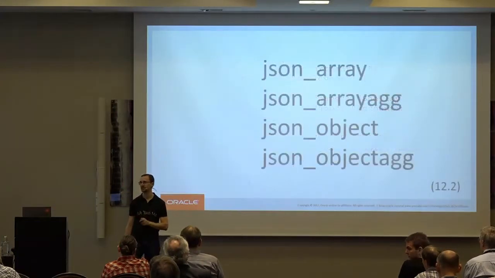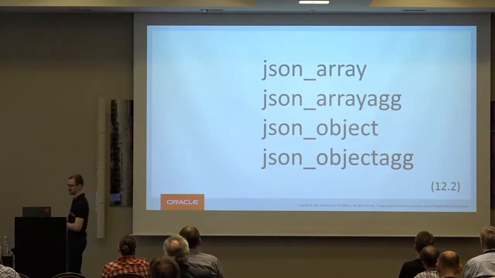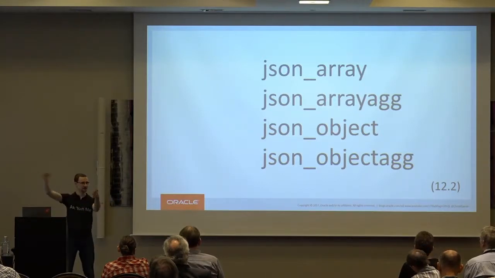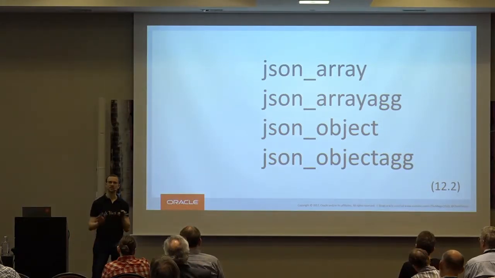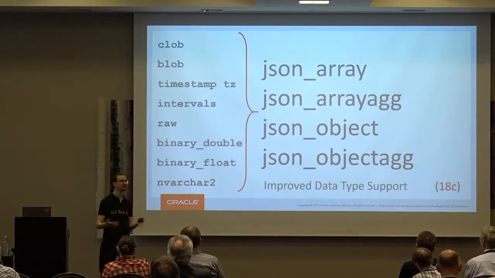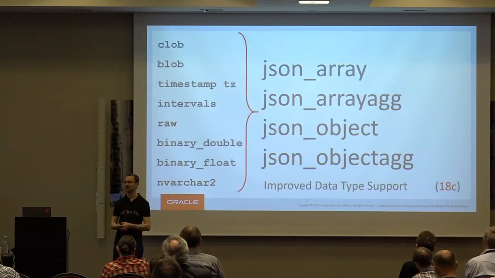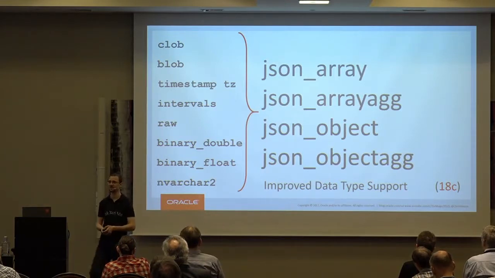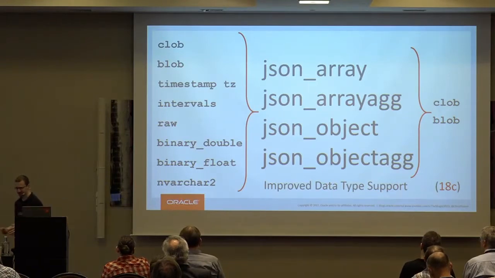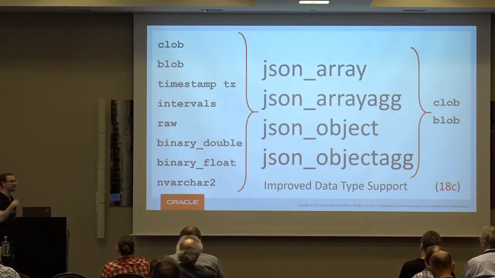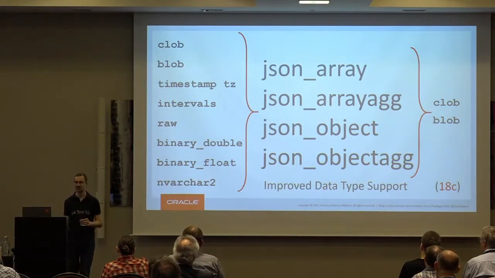So in 12.2, we introduced a whole bunch of JSON functions to help you do this, the JSON_ARRAY and JSON_OBJECT ones. The array will give you all the elements, and the object will wrap it in the curly braces. This is cool, but in 12.2 it was a bit limited. We didn't support all the various data types and so on. In 18c, we've finished off the implementation here. Now we support all these data types as input, and as the return type, you can return a CLOB or a BLOB. So again, we're gradually finishing off the implementation of all this various JSON stuff.